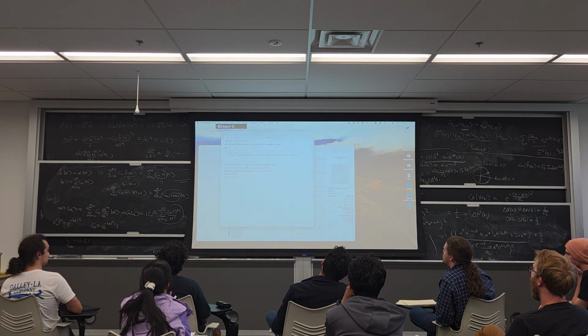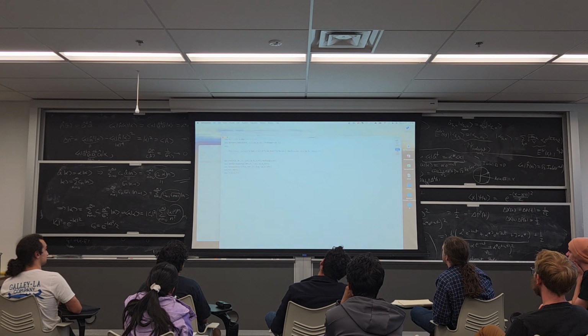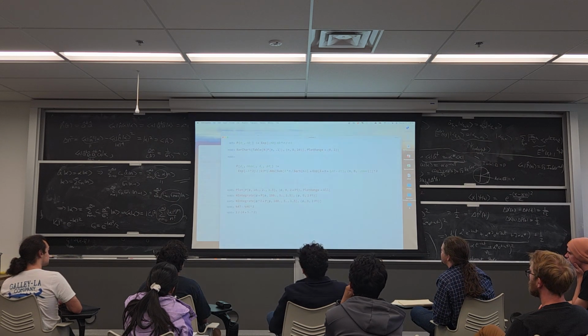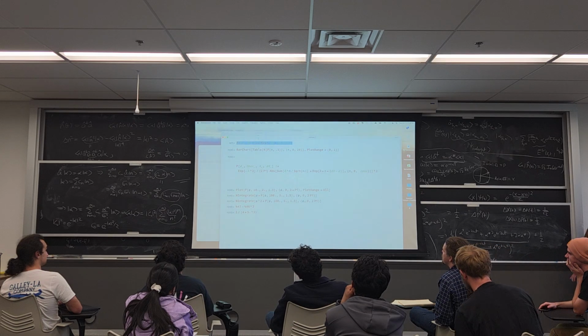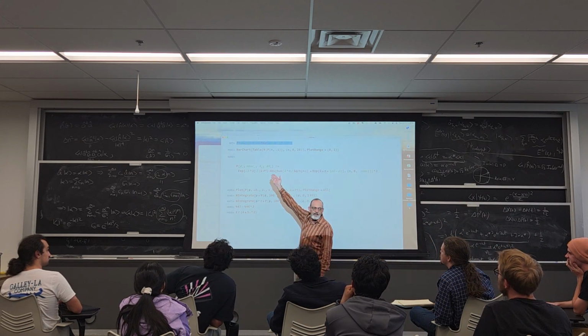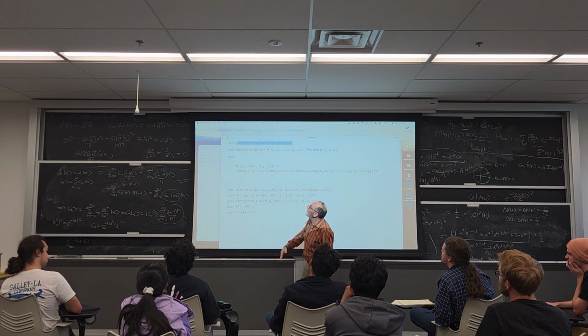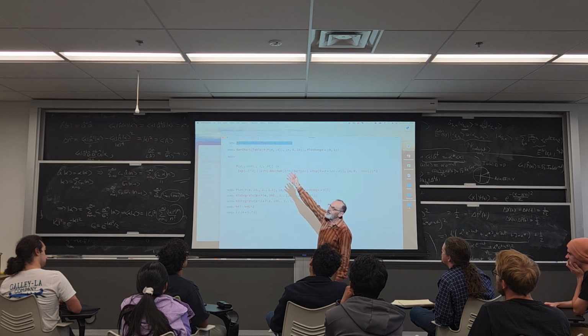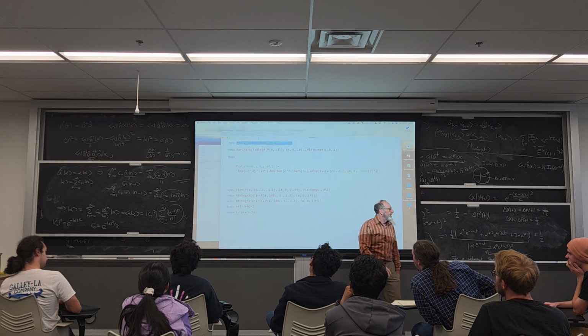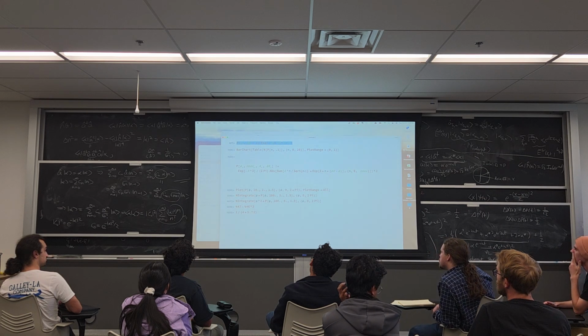Here's a little Mathematica notebook I just wrote on the airplane when I was coming in this morning. Here's my friend, the Poisson distribution, the probability distribution to have n quanta given some mean number n bar. It's e to the minus n bar, times n bar to the n, over n factorial. Let's get a sense of what this looks like.